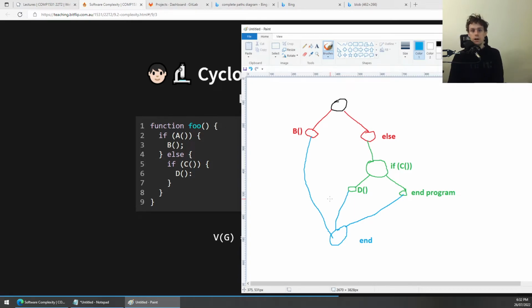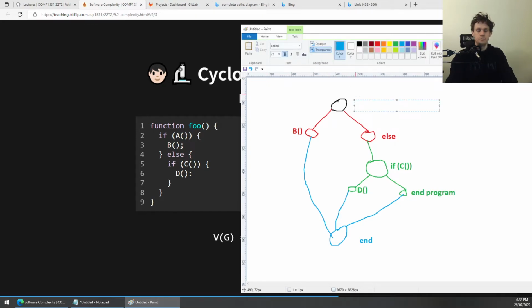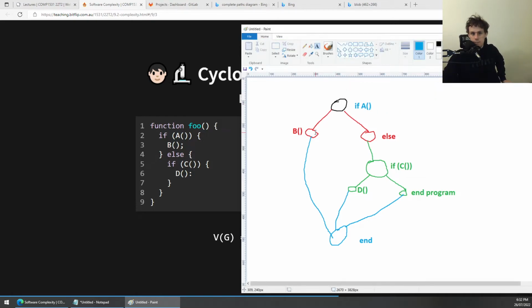So in this case, what I've done is I've nearly drawn out every line of code. Up the top we have our if A, and if you enter that, it's B, otherwise you go to the else. From else you have to go to the if, that's the only place you can go. Then from the if you can either come down here and finish the program, or you can come down to D and finish the program. And after B you can finish the program.